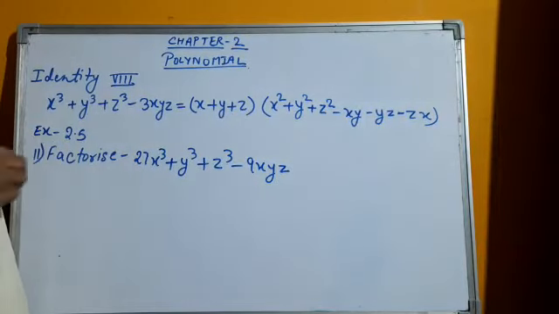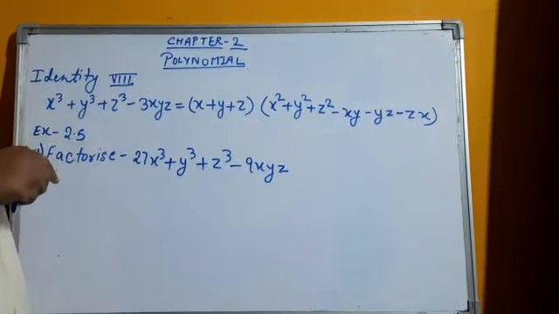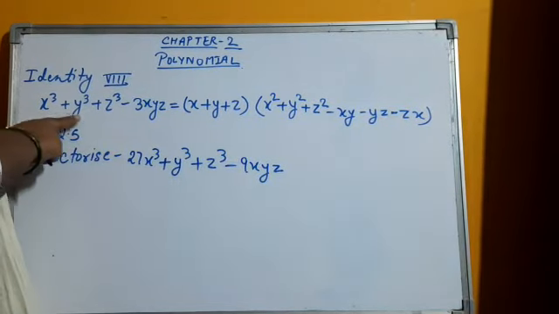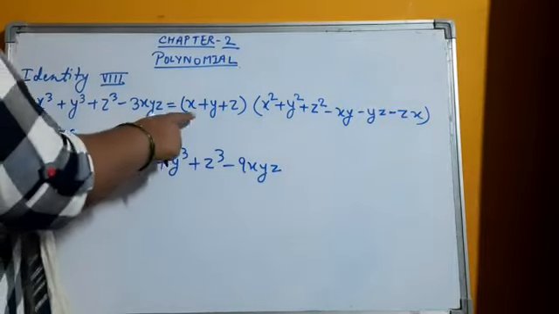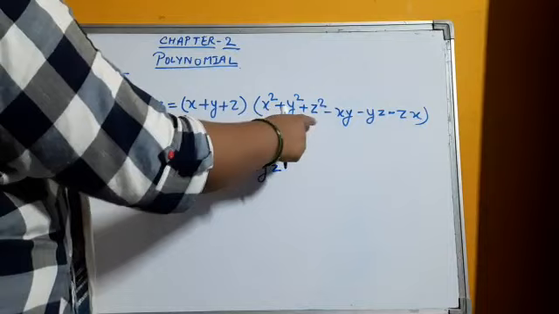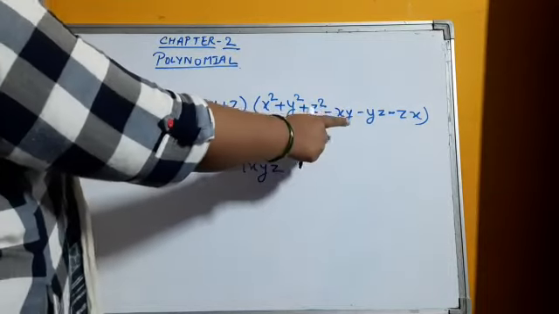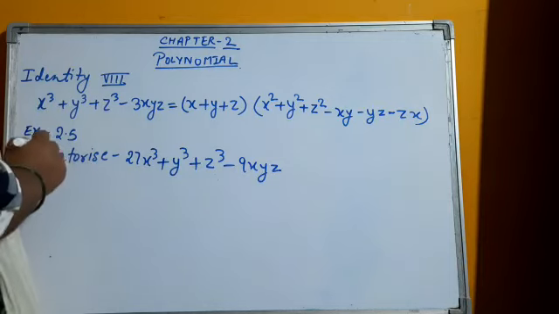Good morning, students. Today we will discuss a new identity which you have to study in class 9, which is x cube plus y cube plus z cube minus 3xyz. Its formula is (x plus y plus z) multiplied by (x square plus y square plus z square minus xy minus yz minus zx). Now we will see some questions based on this.